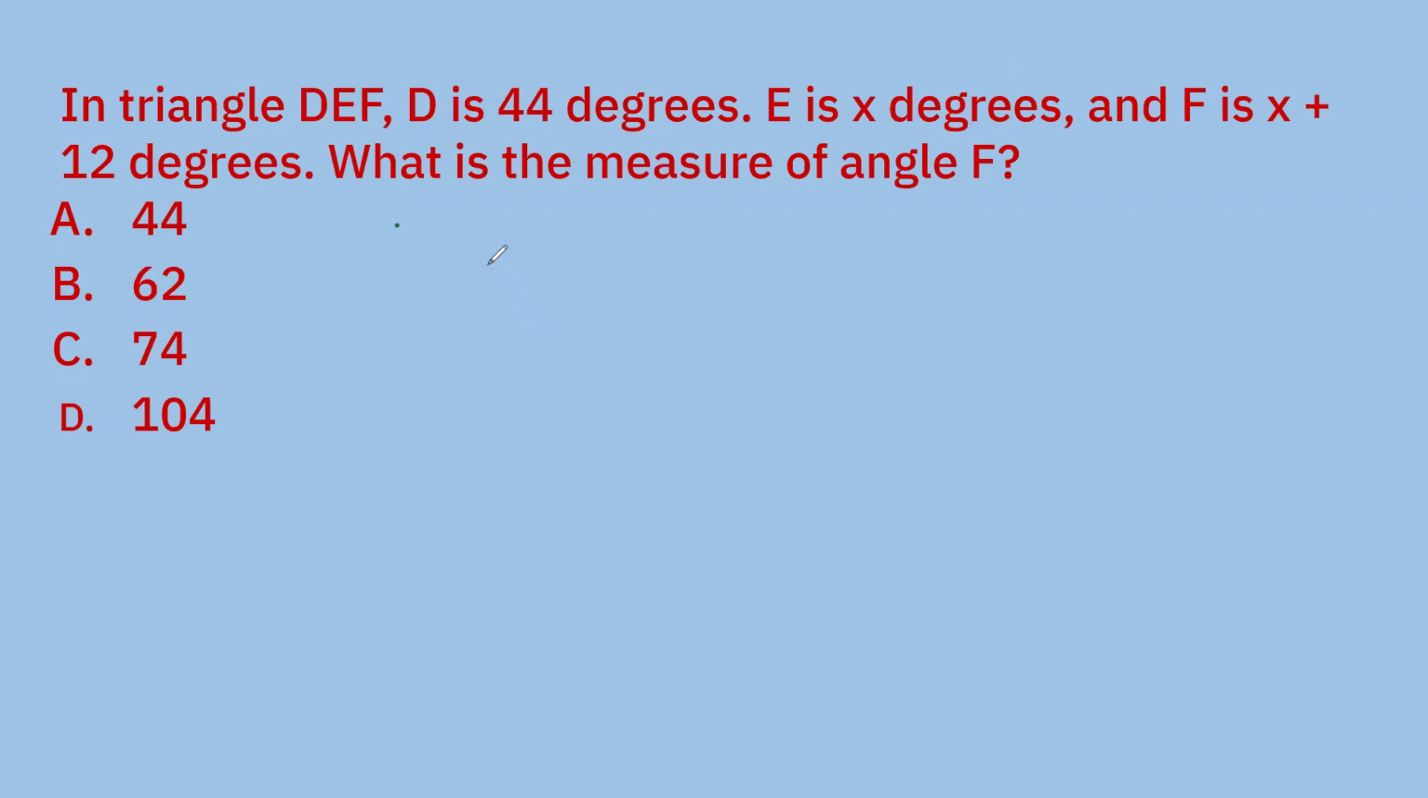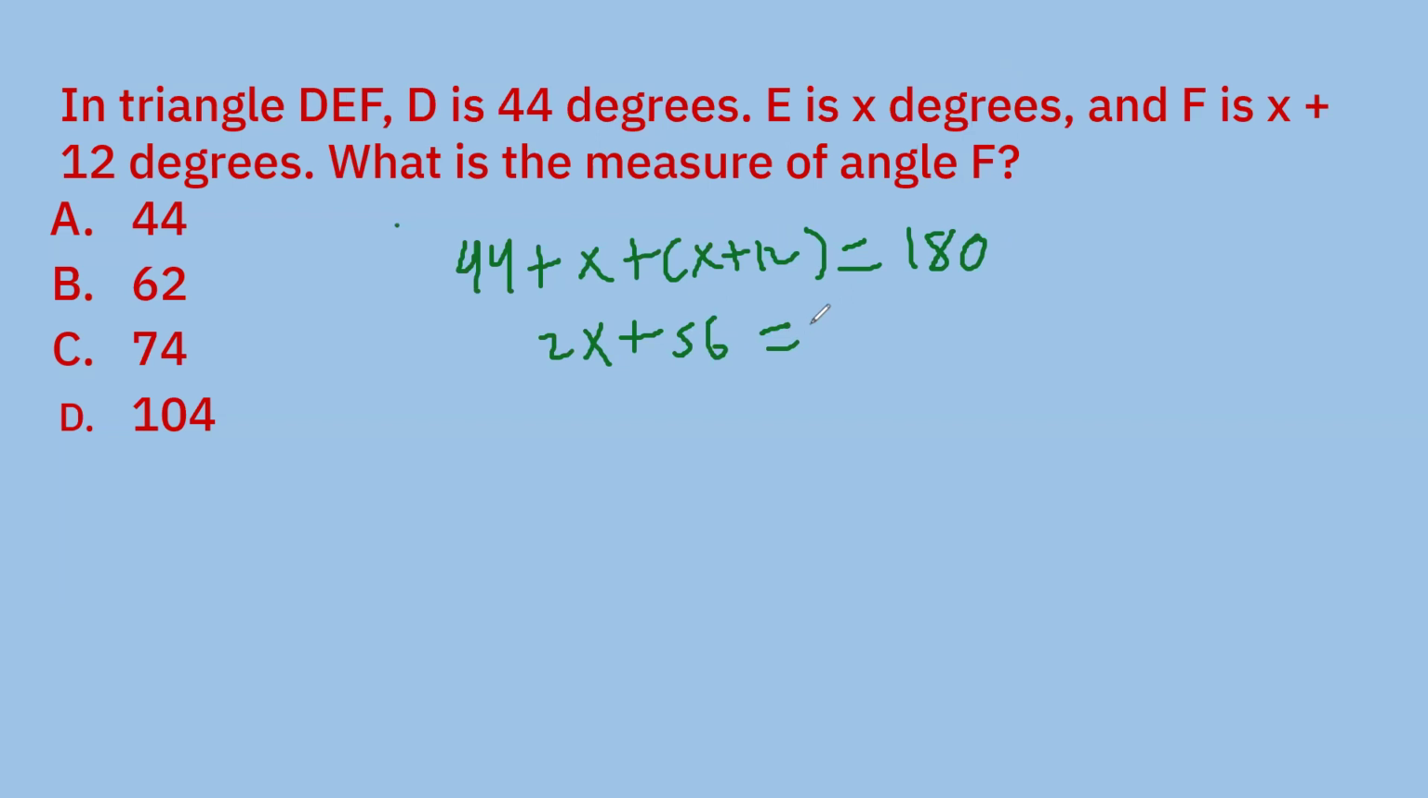So here in triangle DEF, D is 44 degrees, E is x degrees, and F is x plus 12 degrees. What is the measure of angle F? Okay, so I'm not going to draw it out this time. We can just do 44 plus x plus, I'm going to put x plus 12 in parentheses to remind myself that it's one angle, but mathematically it doesn't change anything when they go to 180, right? Because the triangle has 180 degrees. And now you combine the x's to get 2x. Combine 44 and 12 to get 56, and you get 180.